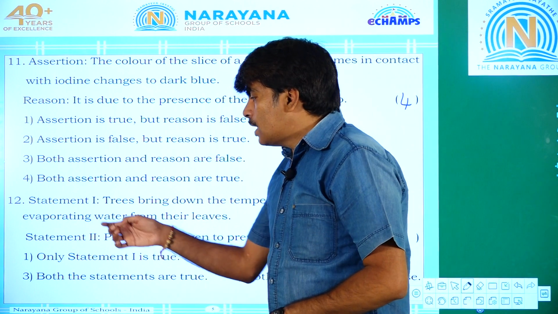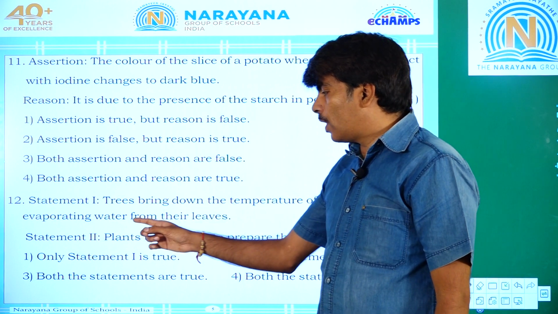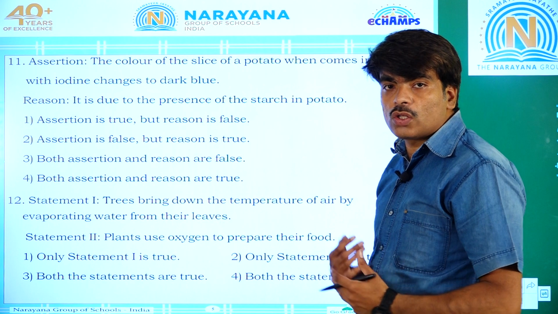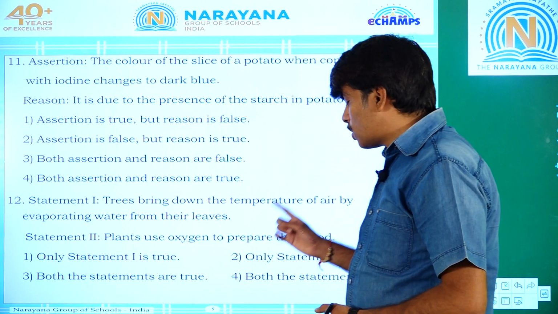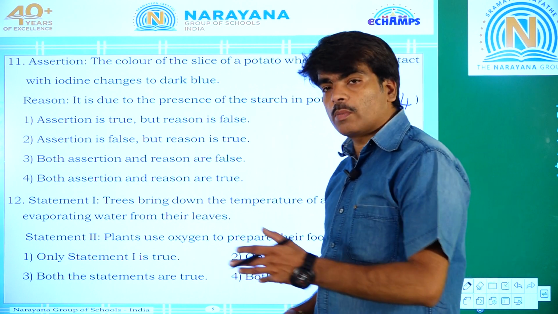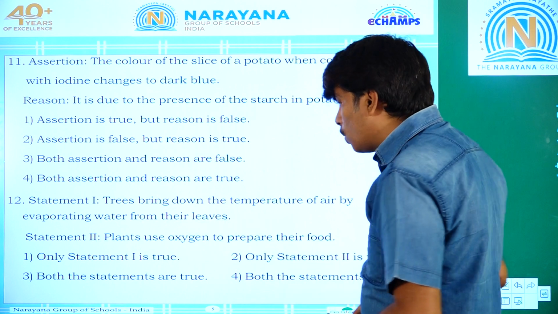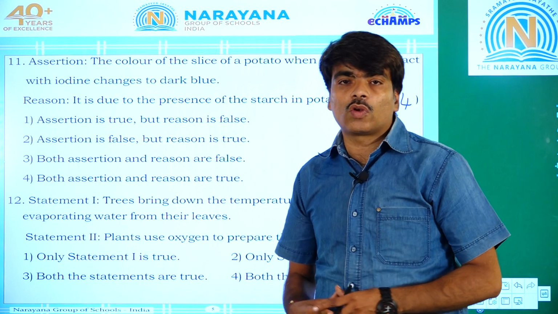Now the next question. Statement 1: trees bring down the temperature of air by evaporating water from their leaves. Yes, trees evaporate water from their parts. Statement 2: plants use oxygen to prepare food. Statement 2 is false. Plants use carbon dioxide, not oxygen. So statement 1 is true. Option 1 is correct.